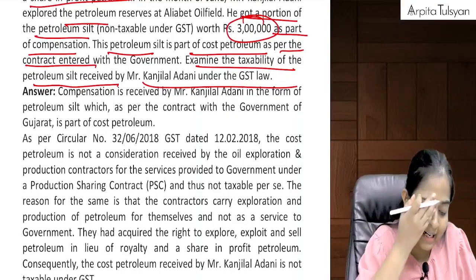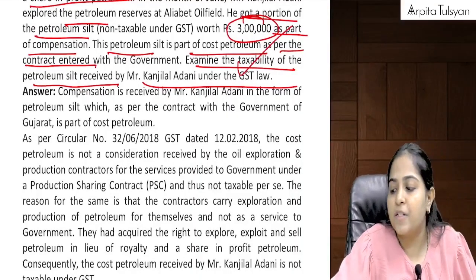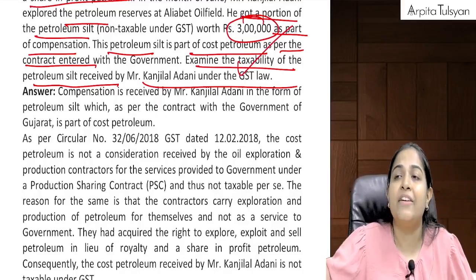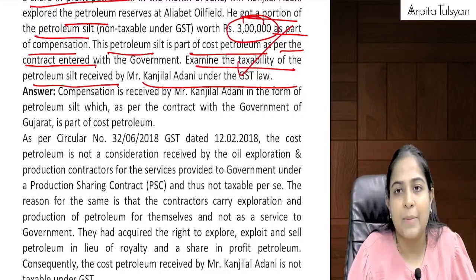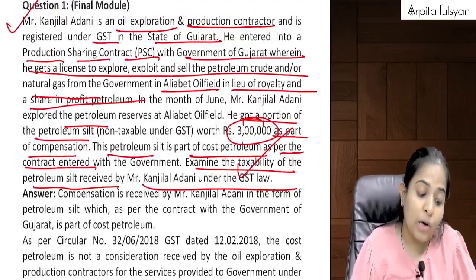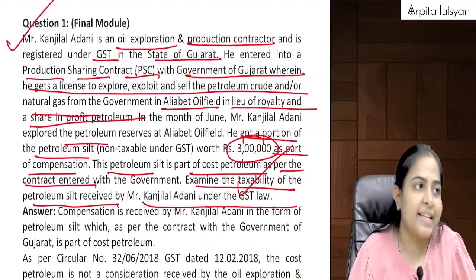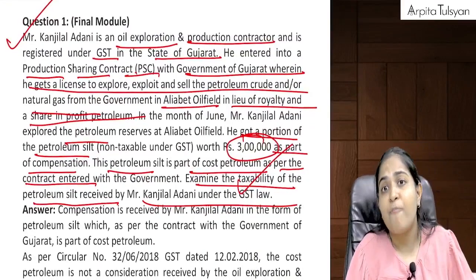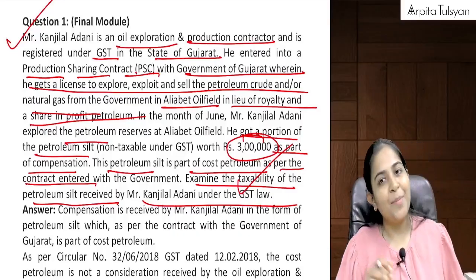So can we say this is a cost petroleum that they are telling? And already as per the circular we have studied that cost petroleum is not a consideration that we received from anyone else for doing the oil exploration. So that is not taxable at all, and it will not be considered as a supply. Okay, but the royalty that we are going to pay to the Gujarat government, that will attract GST. Any license fee that we'll pay to the Gujarat government, that will attract GST. Share of profit petroleum will not attract GST at all. Are you able to understand?